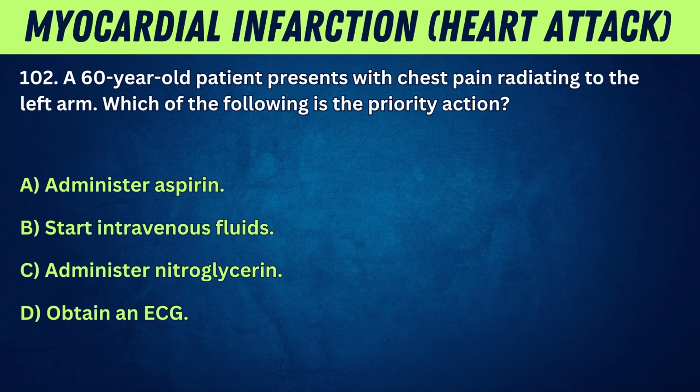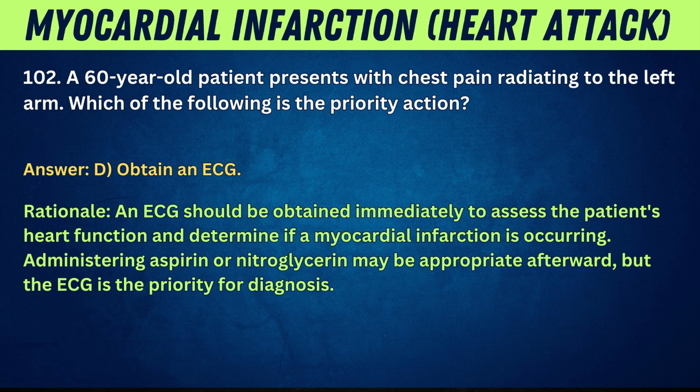102. A 60-year-old patient presents with chest pain radiating to the left arm. Which of the following is the priority action? A. Administer aspirin. B. Start intravenous fluids. C. Administer nitroglycerin. D. Obtain an ECG. Answer: D. Obtain an ECG. Rationale: An ECG should be obtained immediately to assess the patient's heart function and determine if a myocardial infarction is occurring. Administering aspirin or nitroglycerin may be appropriate afterward, but the ECG is the priority for diagnosis.